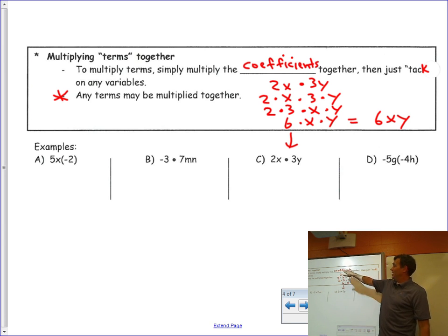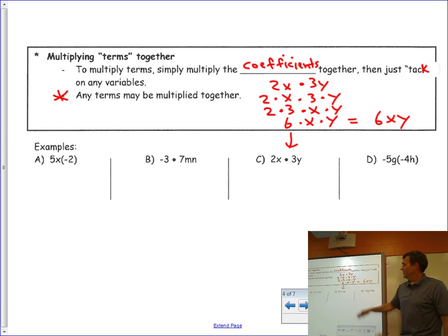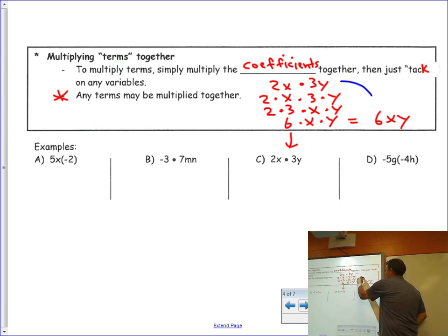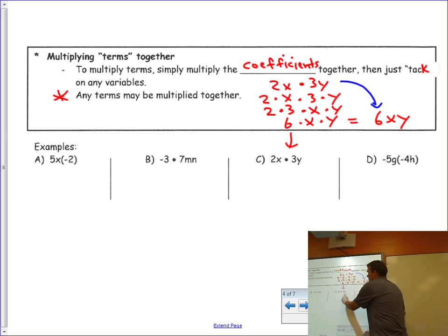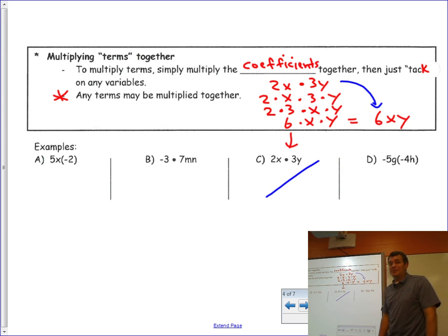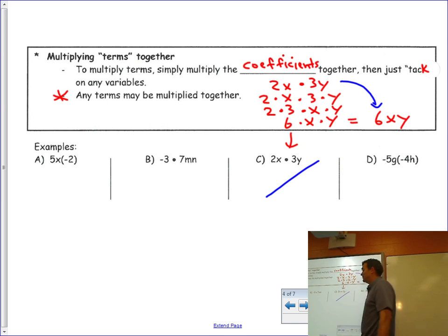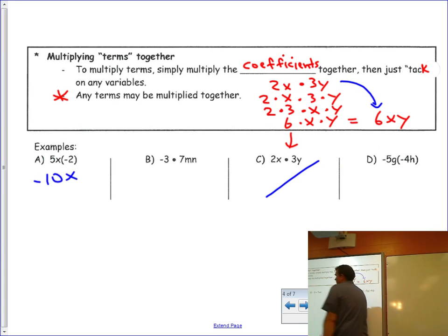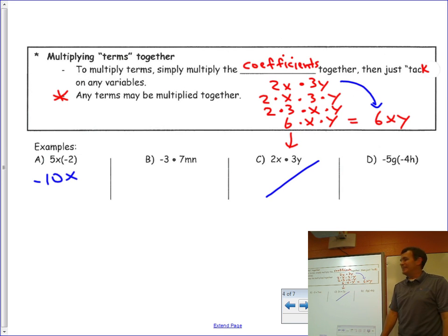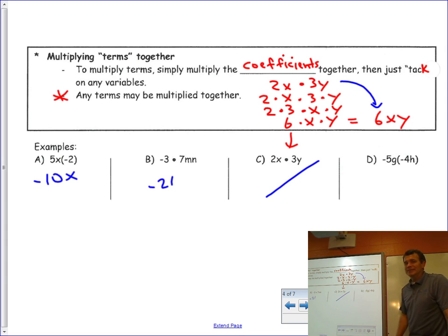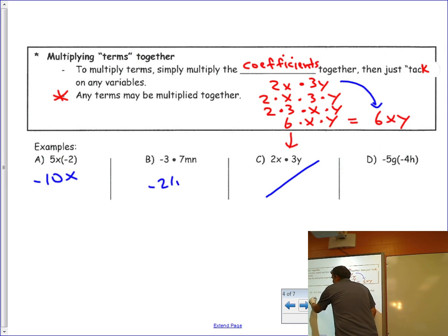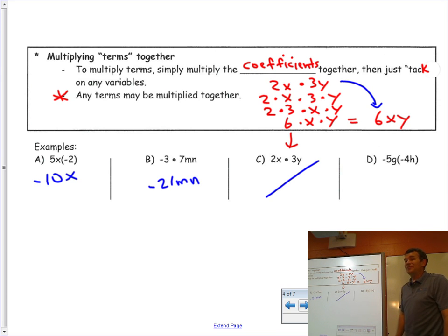Now, I don't need you to go through all these steps. I just say multiply the coefficients together and tack on any variables. So I multiply the 2 and the 3 together, and of course I get 6, and I've got the variables x and y, and I just tack on the x and the y. 6xy, or 6 times x times y, is my result. All right, let's go to the first one. 5x times negative 2. So I would multiply the 5 times the negative 2 and get negative 10. And then I've got that x in there also, so negative 10x. I'm just tacking on the x. In the second one, I've got negative 3 times 7mn. So I'd multiply the two numbers together, get negative 21 times m times n, which really just means tack on the m and the n. There's negative 21mn.